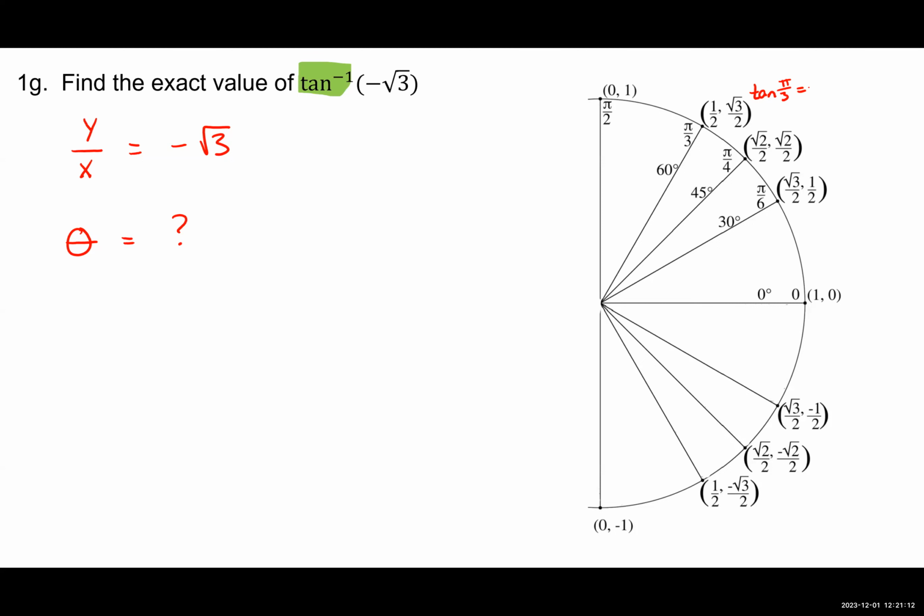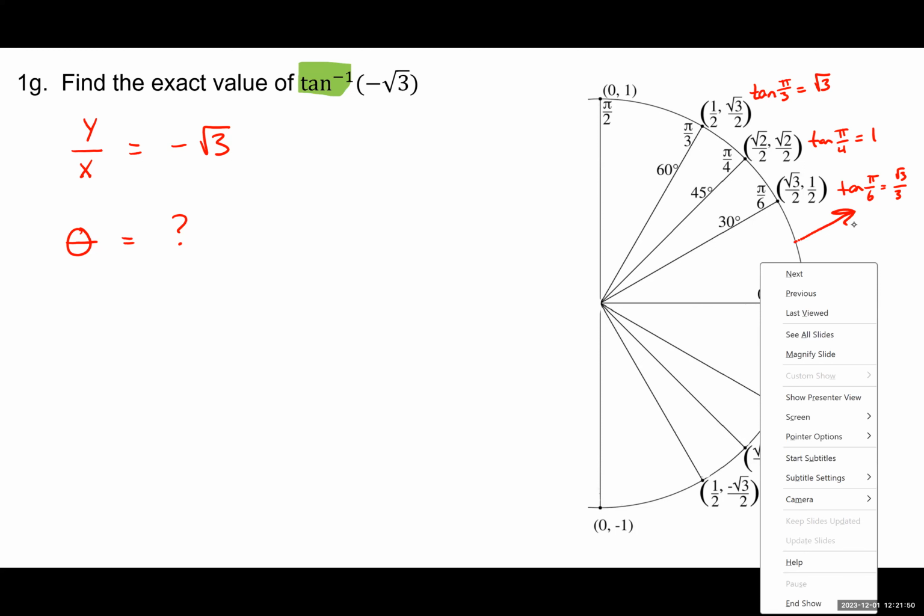Write the tangent value. So the tangent of pi over 3 is the square root of 3. The tangent of pi over 4 is equal to 1. Oh, sorry, not pi over 2, that's pi over 4. Apologies. And the tangent of pi over 6 is equal to root 3 over 3. This one we did earlier in this video, tangent of pi over 6.